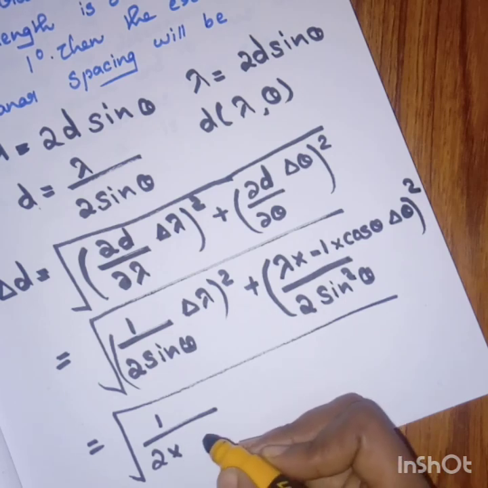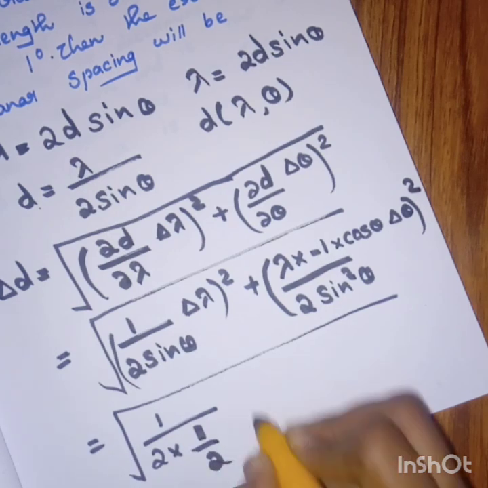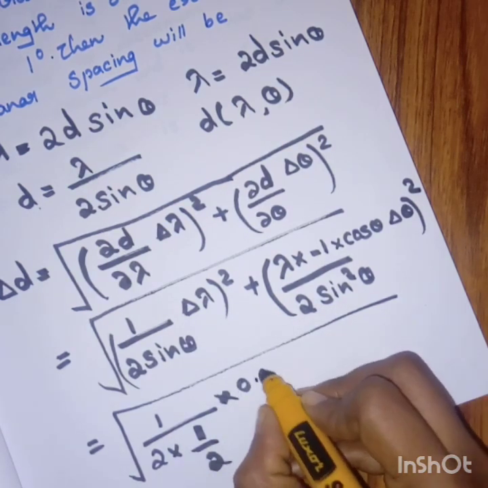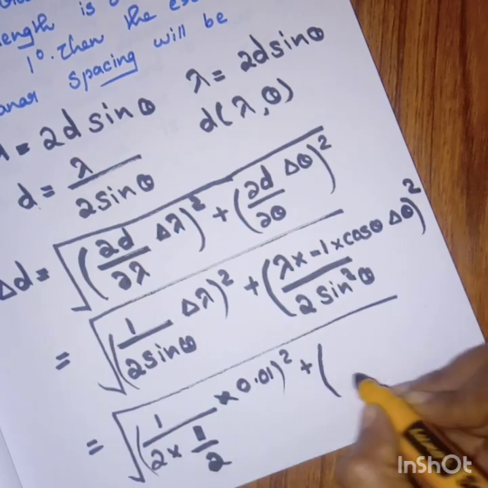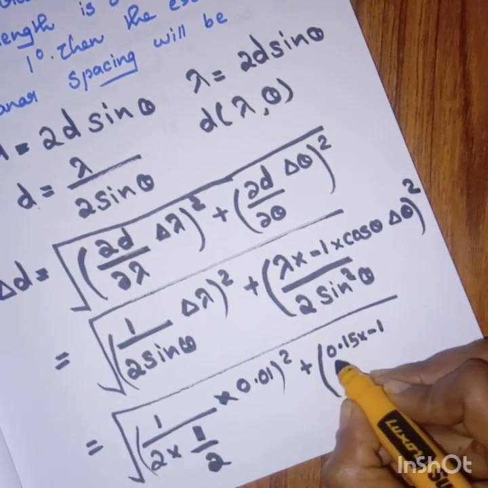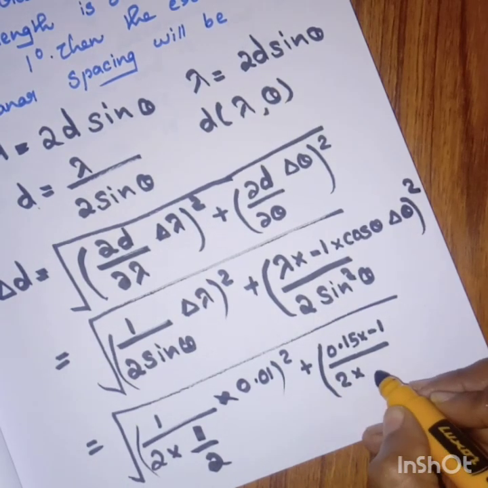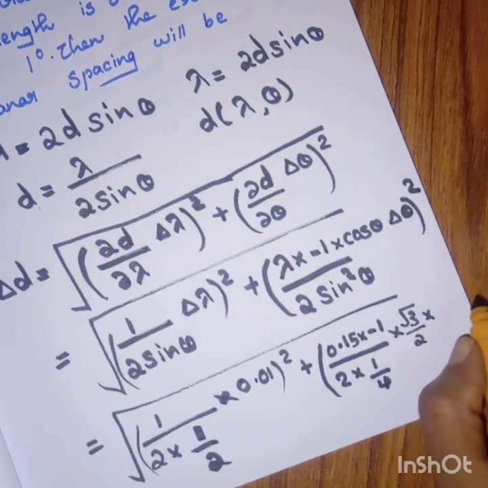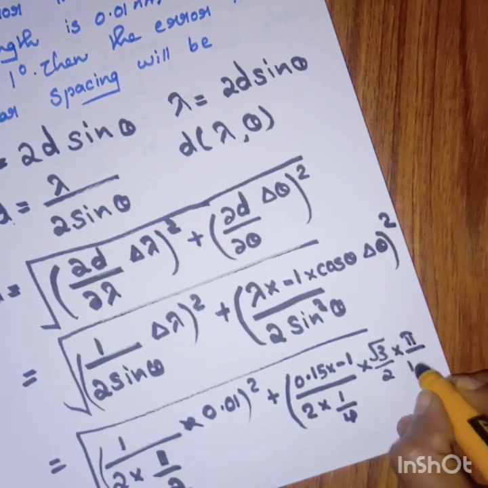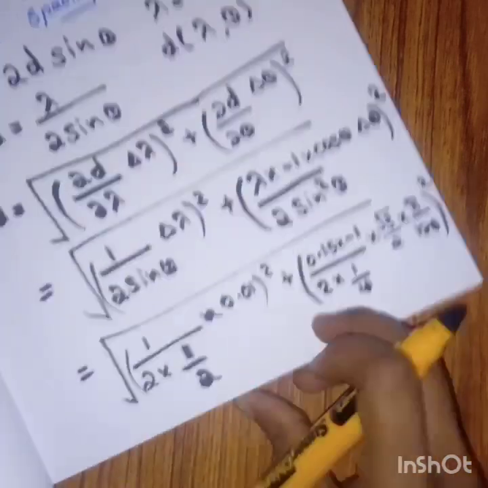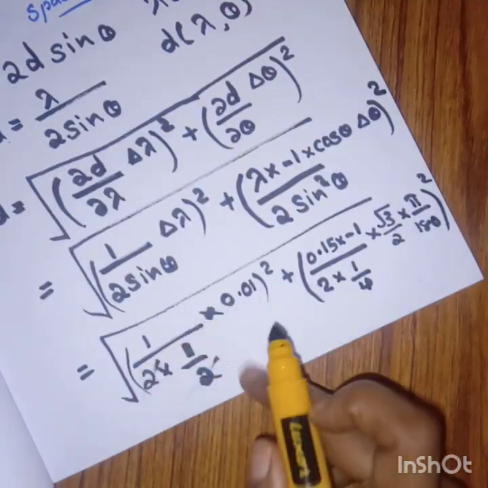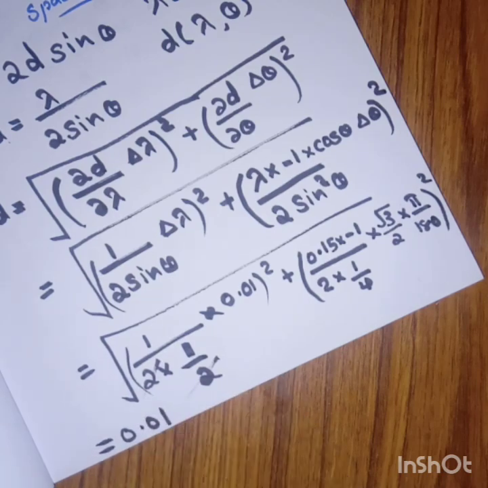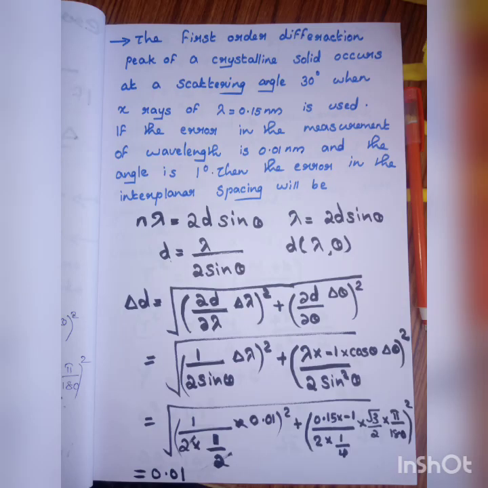Substituting values, that means 1 by 2 sin theta, sin 30 is 1 by 2, delta lambda is 0.01, all square, plus lambda is 0.15 divided by 2 into minus 1. Sin 30 is 1 by 2, square is 1 by 4, into cos 30 is root 3 by 2, into delta theta, which is 1 degree, becomes radian, pi by 180, all square. Compared to the first term, the second term is negligible, that means 0.01.